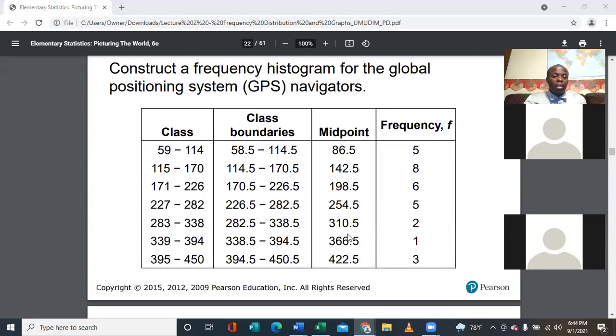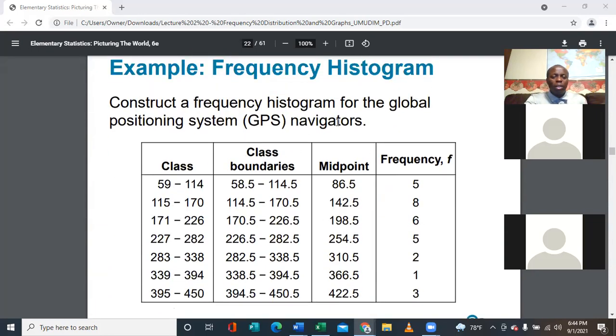Let's start with the histogram here. It says, construct a frequency histogram for the GPS navigators. They give you this. You can use class intervals or class boundaries. All you need is the class interval and the frequency, or the class boundaries and the frequency. We can use the class interval to get our frequency histogram. Now I'm going to take you to Excel.